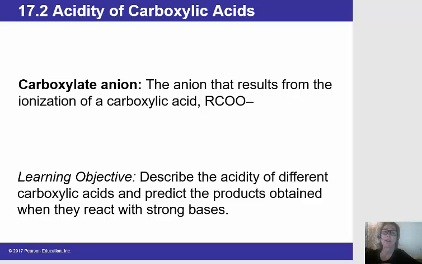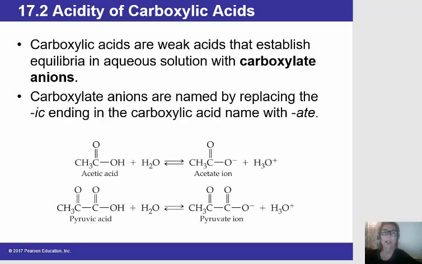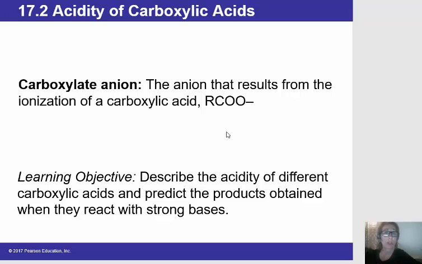Carboxylic acids are acids, and we remember that an acid is a molecule that is able to donate a proton to a base. Carboxylic acids all have the same structure. This C=O group, the carbonyl carbon, is also bonded to a hydroxyl, and this hydrogen on the hydroxyl is the acidic hydrogen. So when that proton is donated, carboxylic acids have a similar structure for their conjugate base.